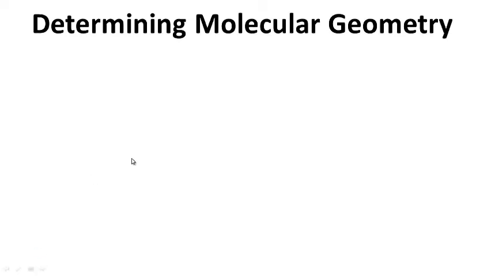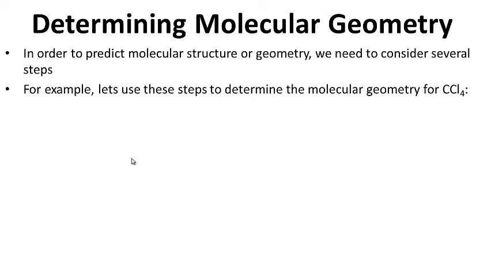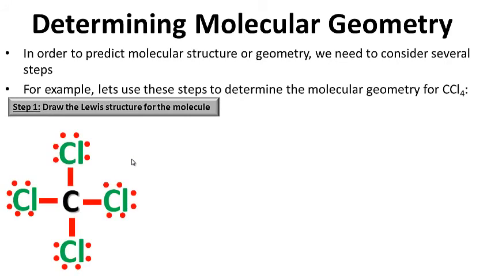All right, so determining molecular geometry. In order to predict molecular structure or geometry, we need to consider several steps. For example, let's use these steps to determine the molecular geometry for CCl4, carbon tetrachloride. Step 1, draw the Lewis structure for the molecule. And there we have it.